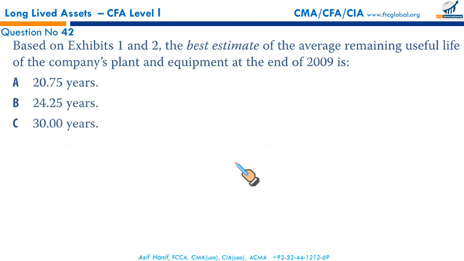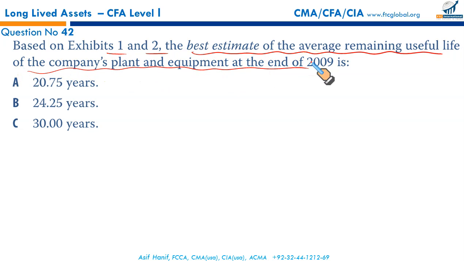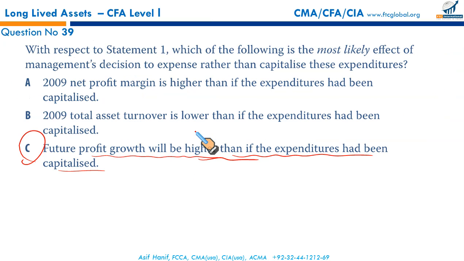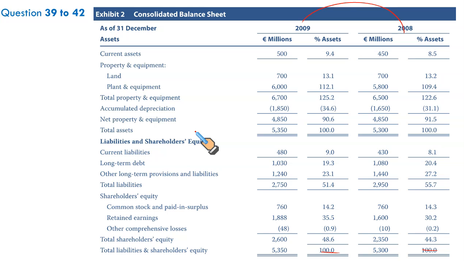This is the last part of this question. Based on Exhibit 1 and 2, what is the best estimate of the average remaining useful life of the company's plant and equipment? Average remaining life. There was a set of 3 formulas. One of them was to calculate the average remaining life, and where the numbers are needed, I think here we have the numbers.